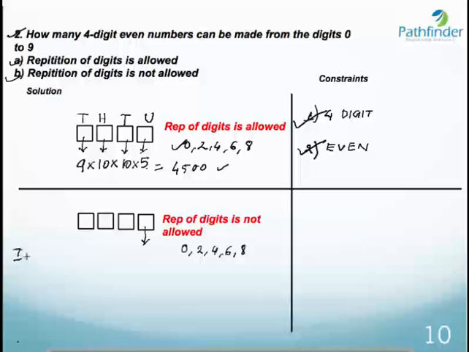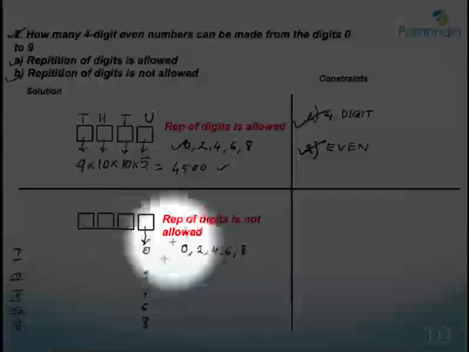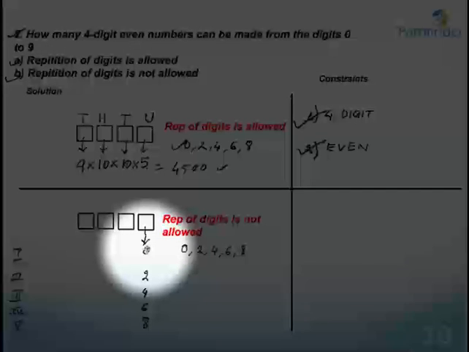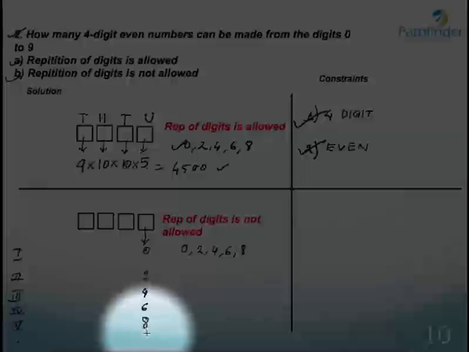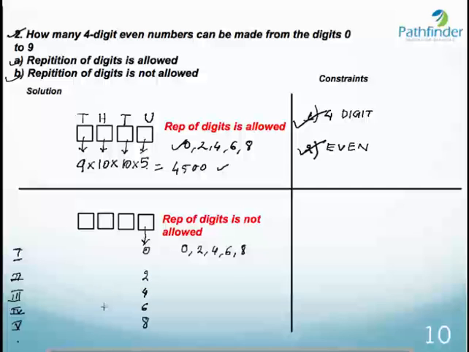Case number 1, when the units place has 0. Case number 2, when the units place has 2. Case number 3, when the units place has 4. Case number 4, when the units place has 6. And case number 5, when the units place has 8. So if we know how many numbers can be formed when the units place is 0, when the units place is 2, 4, 6 and 8, then we can simply add up.